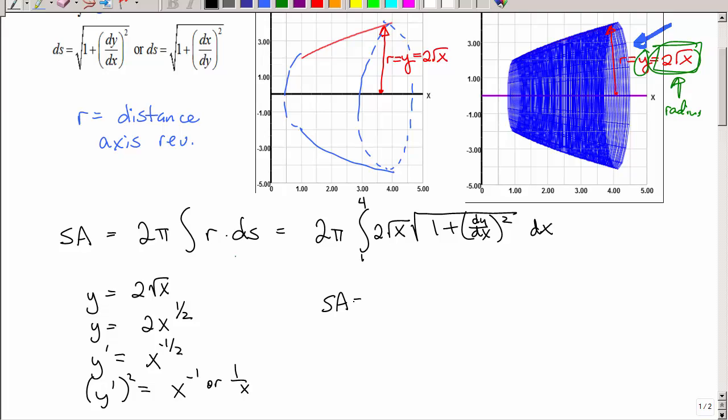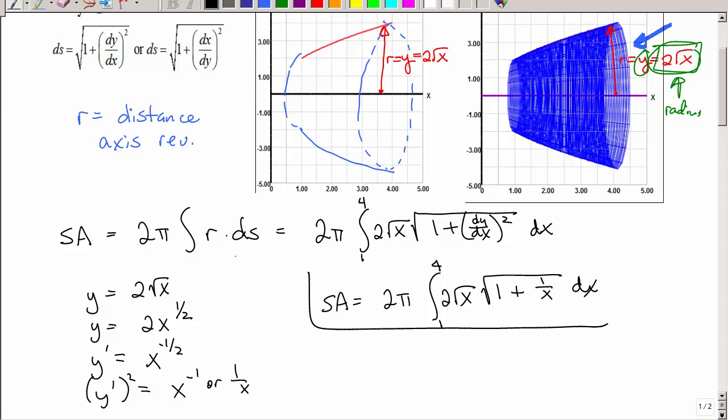So my surface area is going to be 2 pi from 1 to 4, 2 square root of x times the square root of 1 plus 1 over x. Now that integral, we could probably work through and solve it, but that's not the important part right now, is how to set it up. What do we choose for the r value?